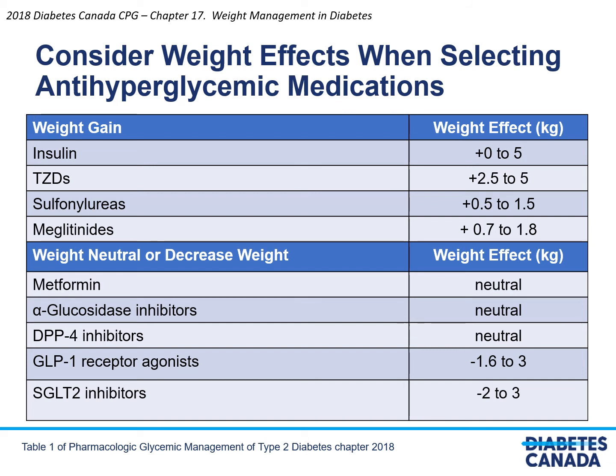Medications that are weight neutral or can in fact decrease weight include metformin, alpha-glucosidase inhibitors, DPP-4 inhibitors, GLP-1 receptor agonists, and the SGLT2 inhibitors.